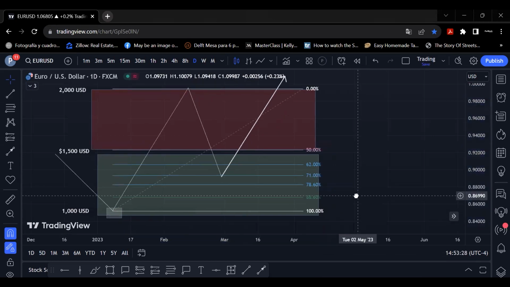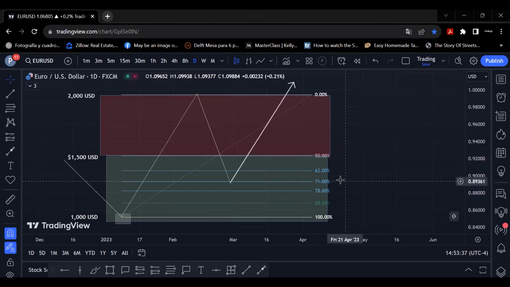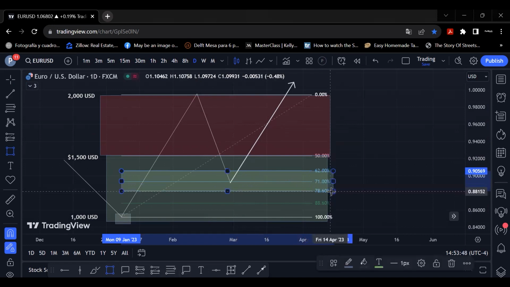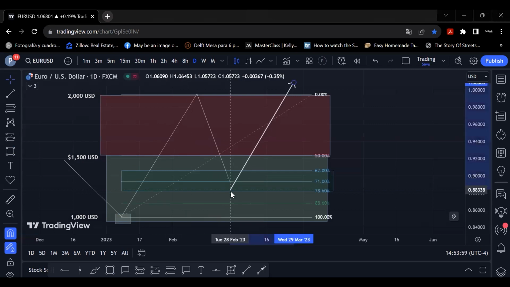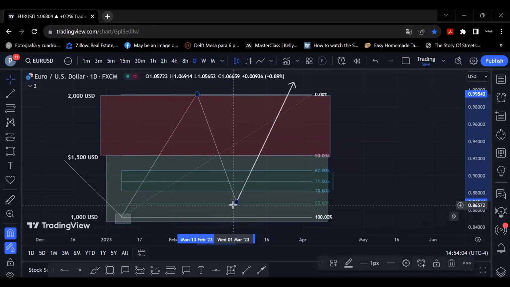Okay, if we added the fib ratios, there are certain ratios that we would rather see price go to. The most common are the 62, 71, and 78.6% ratios. So if price comes down to these levels, that's where you would likely find the best buy in your area. If it retraces even lower, you could expect the 88.6% to give you a really deep discount for you to buy this asset class.